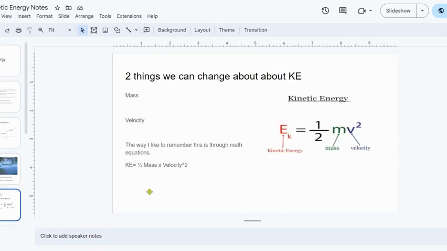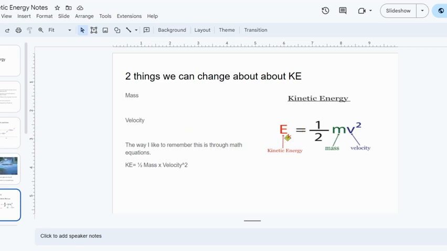There are 2 things that we can change about kinetic energy. They are mass and velocity. Mass is how big they are. Think about Mr. Wadsworth is a lot bigger than a 3rd grader. Think about an NFL ball player is a lot bigger than Mr. Wadsworth. So mass is the size. Velocity is the speed. I want you to think that if I'm sprinting and running as fast as I can, I'm going to have more kinetic energy than if I'm just jogging or walking.